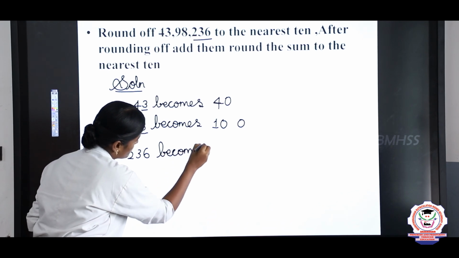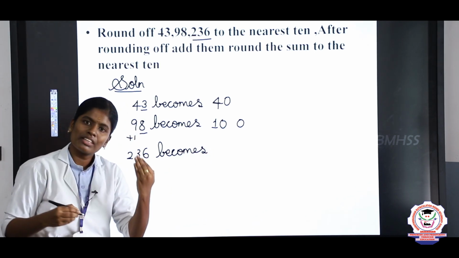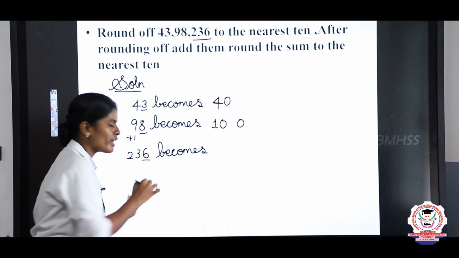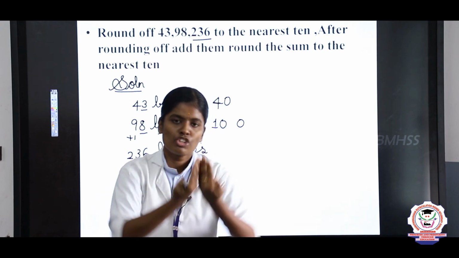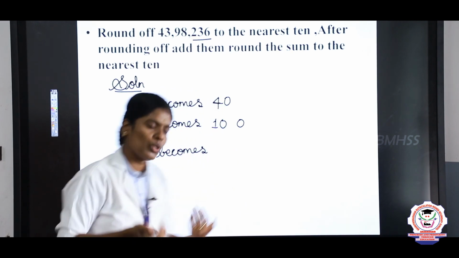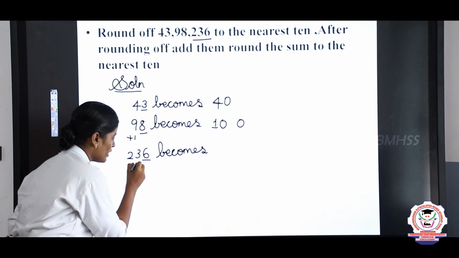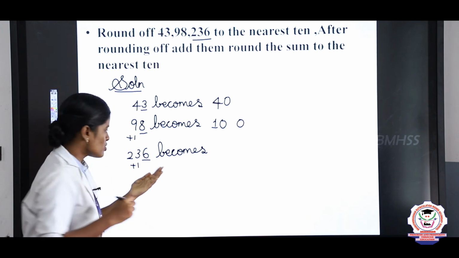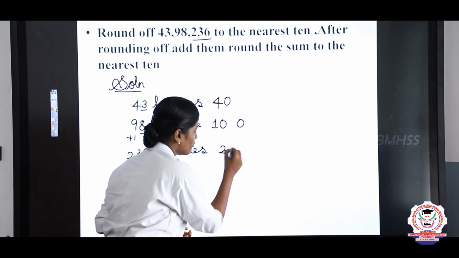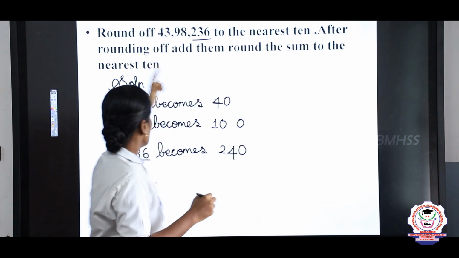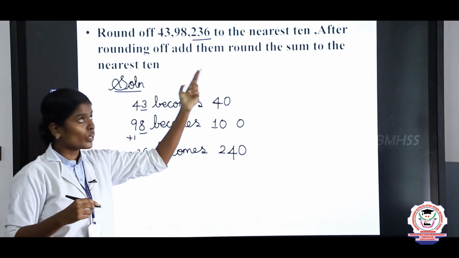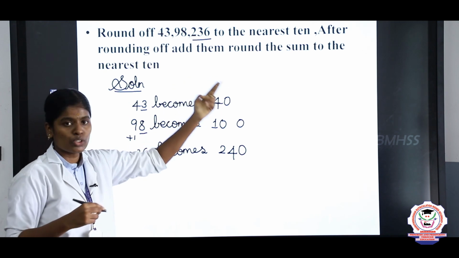236 becomes... Tell me Savita, is the ones place value 5 before the number or after the number? Yeah, this is 5 after the number. So you should change the tens place value, add 1 or increase by 1. Okay, so the answer is 240. Now listen. Round off 43, 98, 236 to the nearest 10.